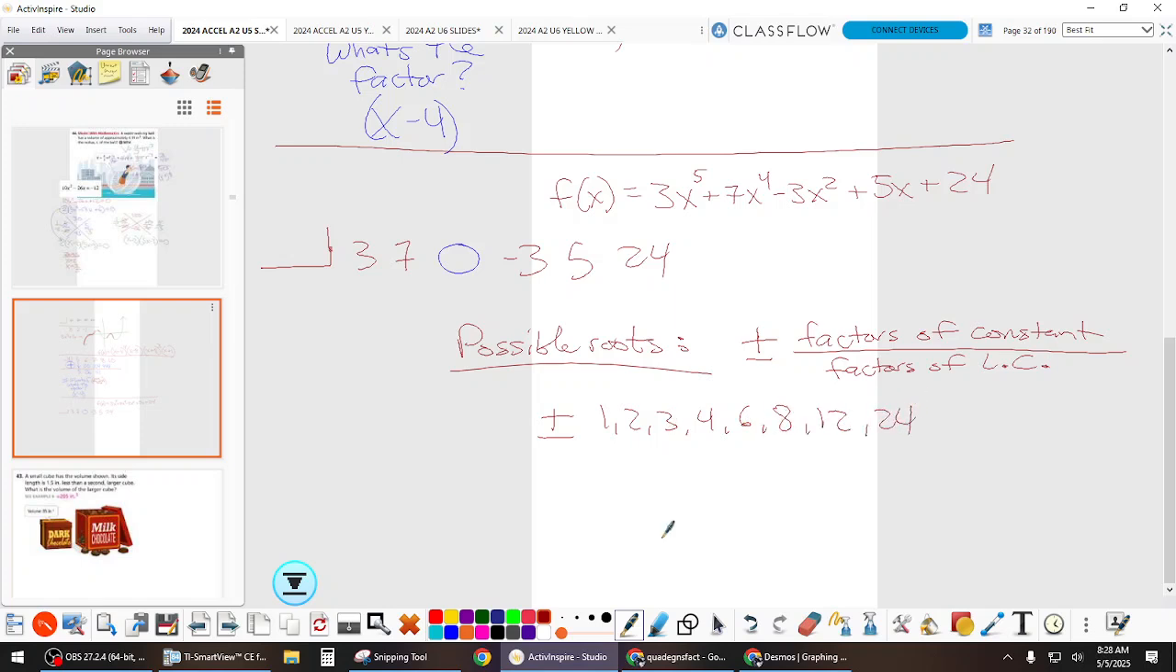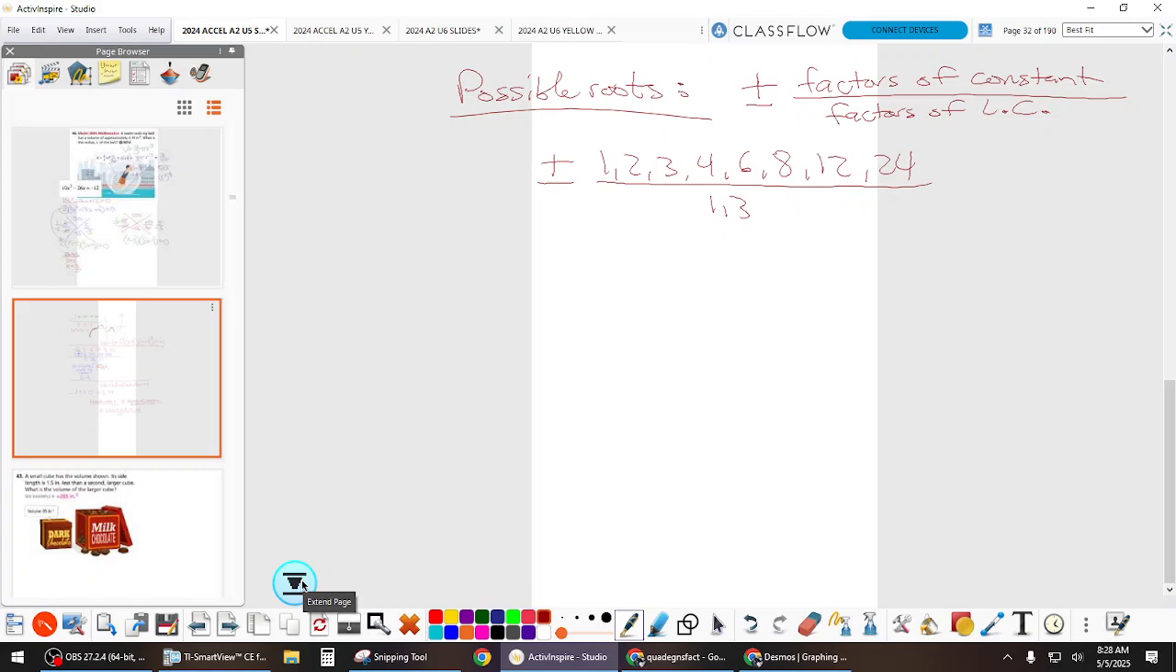You forgot 3, so I added it in there. Okay, and then over factors of 3, 1 and 3. How do we generate our list from there? You do it. All these have to go over 1, and then all those over 3. And then there's always repeats. So we'll get positive and negative 1, 1, 2, 3, 3.